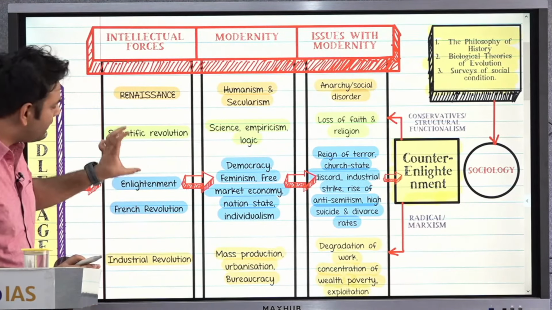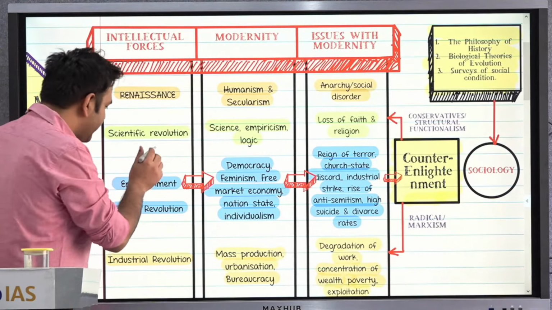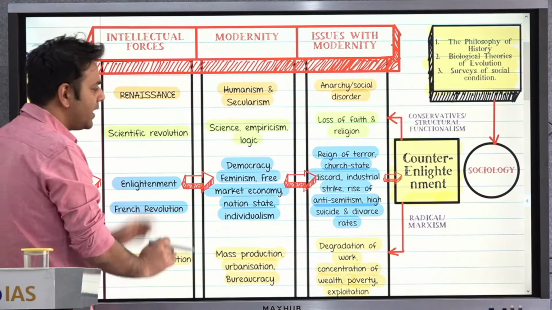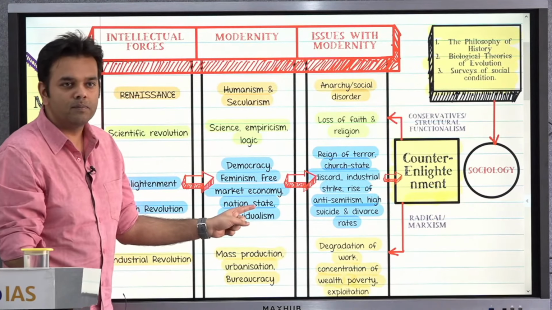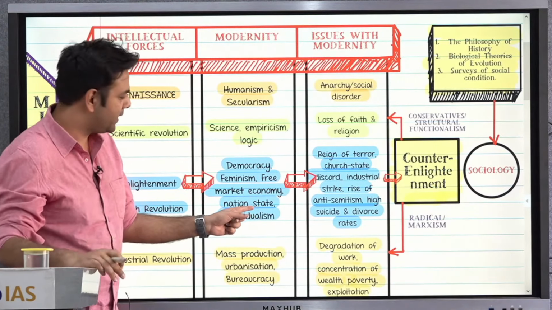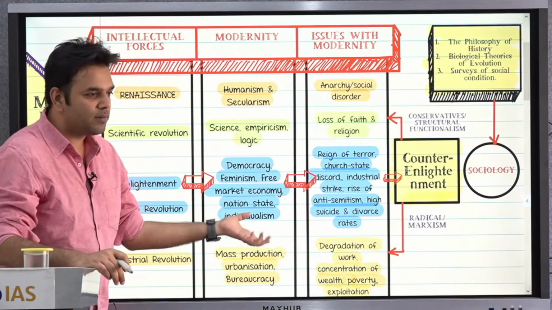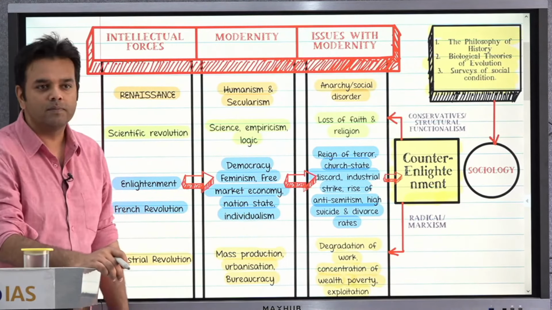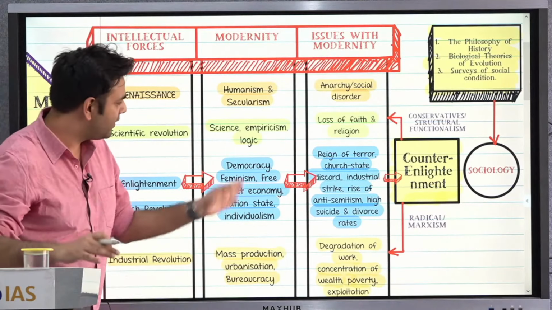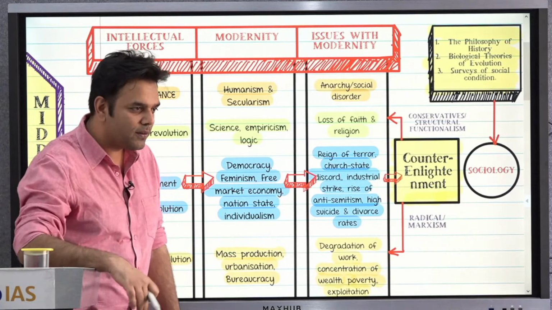With Enlightenment and French Revolution, I have clubbed both of them together क्योंकि almost similar ही इनका हिसाब किताब. With these we got democracy, feminism, Mary Wollstonecraft. Free market economy, laissez-faire, Adam Smith. Nation state, the idea of nationalism. Individualism, John Locke, Hobbes. The idea of democracy is something that we got with John Locke's and Thomas Hobbes and Rousseau's idea of.